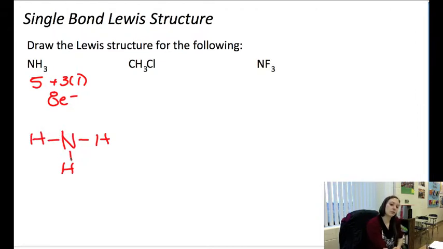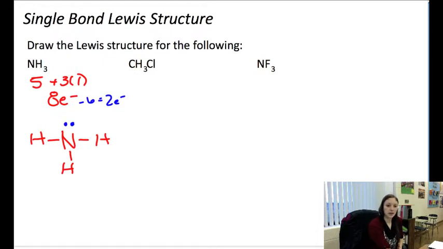Now I've used 2, 4, 6 electrons, 2 in each one. So 8 minus the 6 that I've used, I have 2 electrons left. Well, where are they going to go? Hydrogens are all happy here. They have 2 electrons around them. But nitrogen only has 6, so we add a lone pair for 8 around nitrogen.